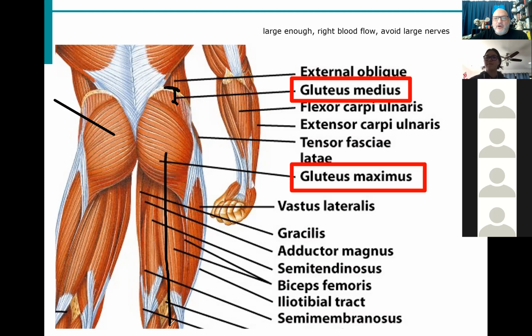No. So you do it either in the gluteus medius in the hip, or what's the other muscle that is commonly used for intramuscular injections? Deltoid. Yeah, which notice is our other big lateral muscle. Large muscle mass, good blood flow, no large nerves in that region. So these two lateral muscles, the deltoid and the gluteus medius, are the primary muscles used for intramuscular injections. All right. Questions on that?